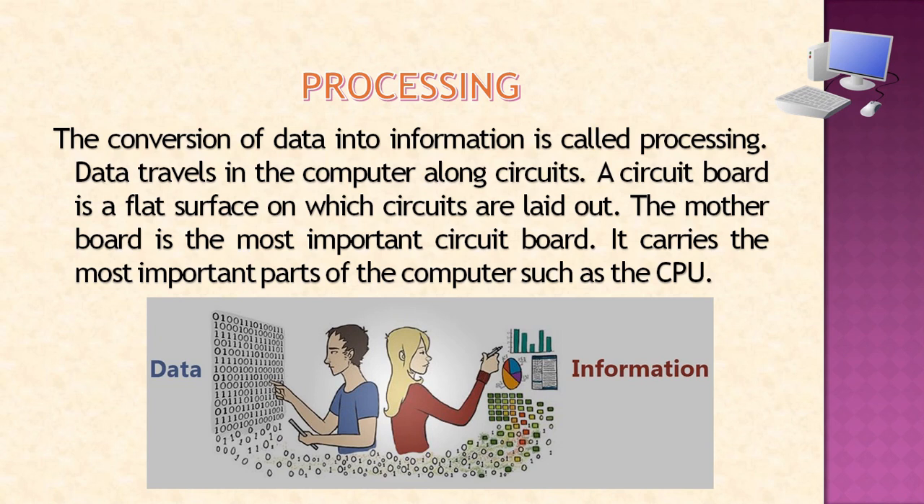So let's explain it. Data travels in the computer along circuits. A circuit board is a flat surface on which circuits are laid out. The motherboard is the most important circuit board in the CPU. It carries the most important parts of the computer, such as the CPU.